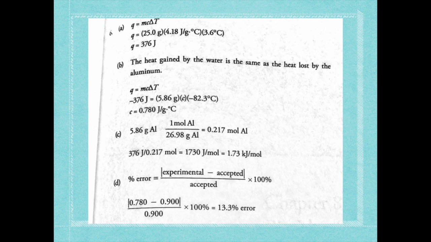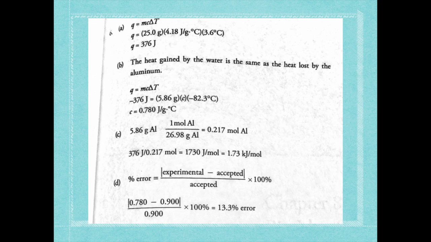So let's first look at 6a. So I'm going to use Q equals mc delta T. I know my mass of water is 25 because my density was 1 gram per mL. I know my specific heat and I know my change in temperature is 3.6 because the initial temperature of water was 23.2 and the final is 26.8. So I'm able to calculate my Q. My Q is 376 joules. Now, the heat that the water gains, that equals the heat that the aluminum lost. So my Q in B, when it's asking me to find the specific heat of aluminum, my Q is just going to be negative 376.